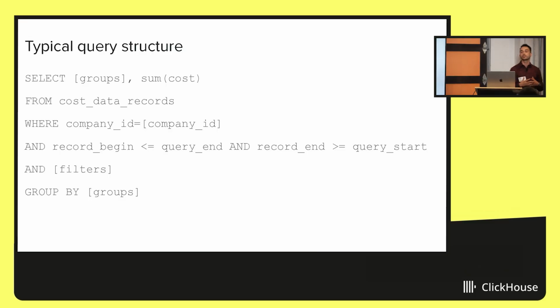So what does this query structure look like? This is an analytical query. This is exactly what ClickHouse is good at. You're summing up costs from a table, and you're filtering by a few things. You're filtering by company ID, because you obviously only want to give a certain company access to their data. You're filtering by a time range, a begin and end, and any other filters that the user selects. And typically, you're grouping by something: by service or region or usage type.